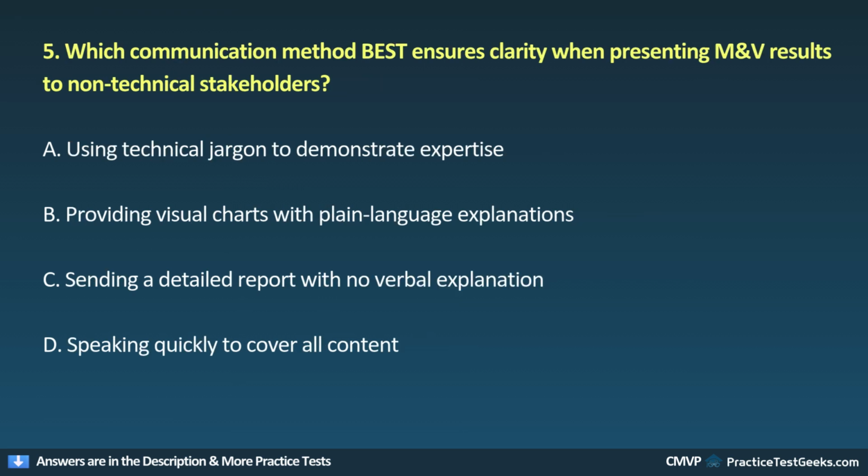5. Which communication method best ensures clarity when presenting M&V results to non-technical stakeholders? A. Using technical jargon to demonstrate expertise. B. Providing visual charts with plain language explanations. C. Sending a detailed report with no verbal explanation. D. Speaking quickly to cover all content.